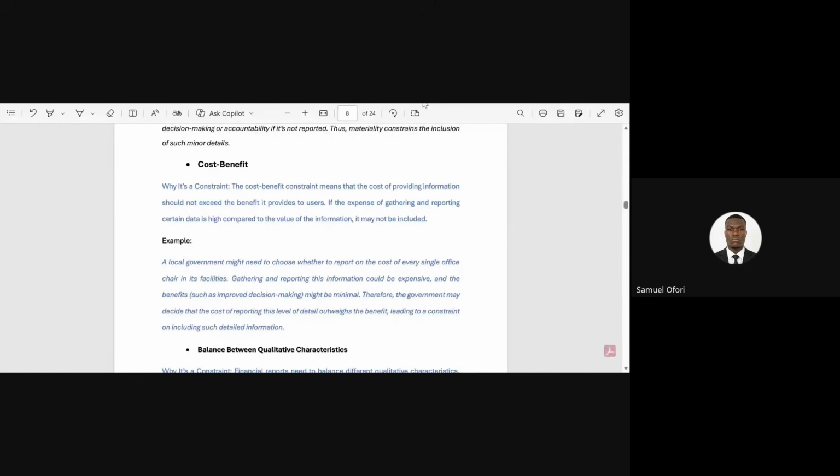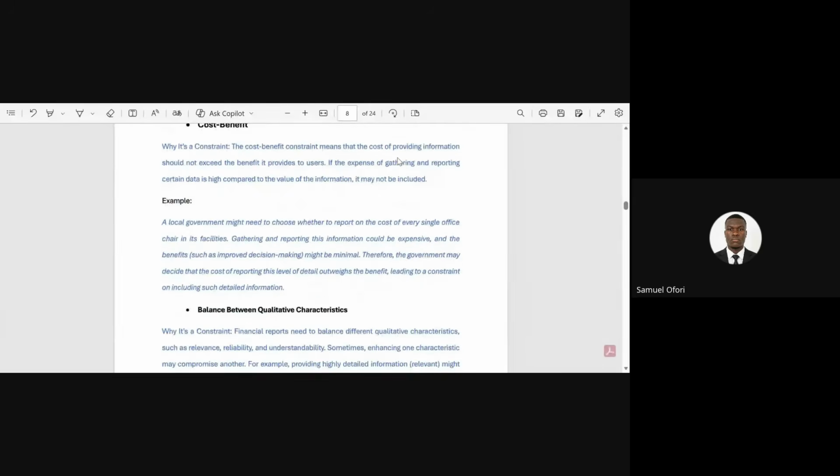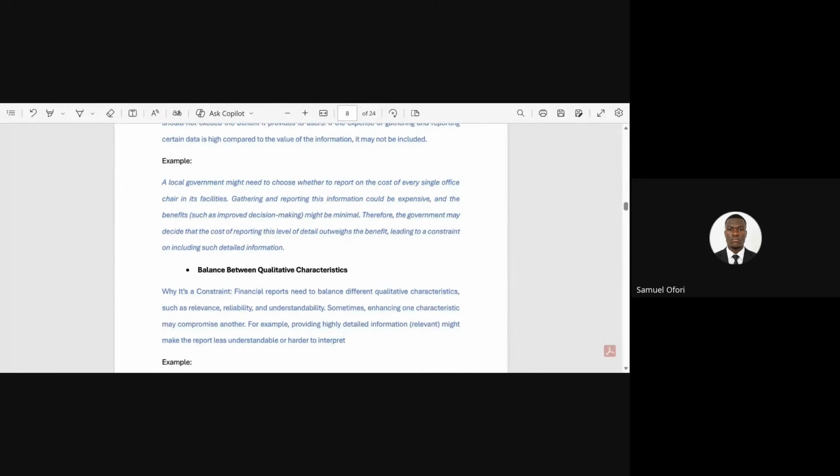All right. So let's look at the last one, so that if you have any questions, you can bring them on board. Let's look at the balance between qualitative characteristics. Why is it a constraint? Sometimes you want to provide more information. What this one is saying is that there should be a balance between the qualitative characteristics. You may be providing relevance more, or faithful representation more, but there should be that balance. It's not that you provide too much information and the thing is relevant, but at the end of the day people will not understand it. So there should be that balance.